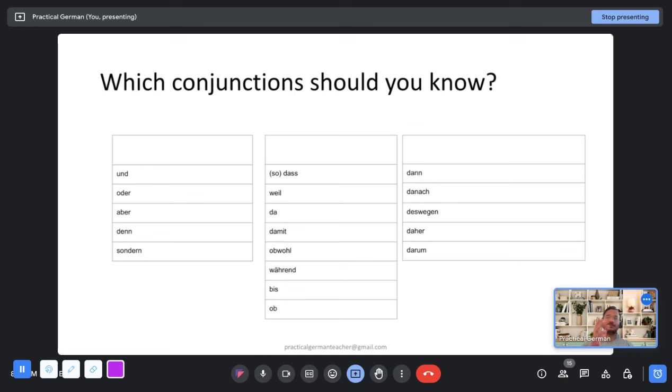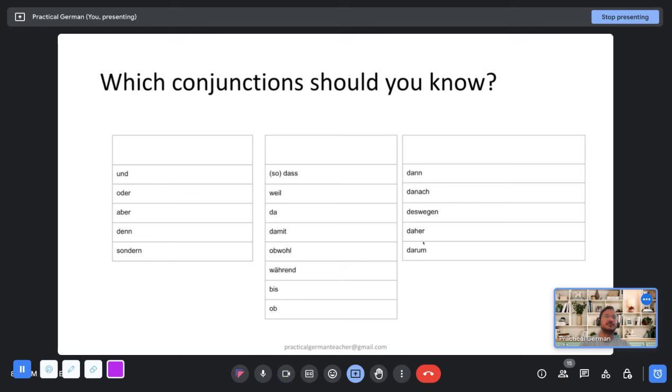You can find this information in a short YouTube video with much better sound quality, but what I'm saying is that you have to practice, otherwise you'll forget. So dann means then, danach means after that. Deswegen means what, guys? Hence, therefore. Yeah, therefore. I think I made a mistake. No, I did not make a mistake.